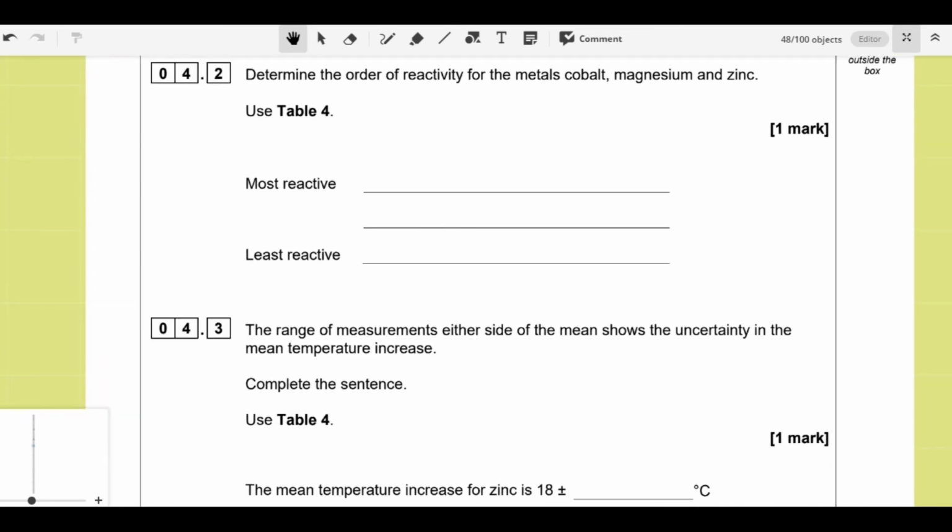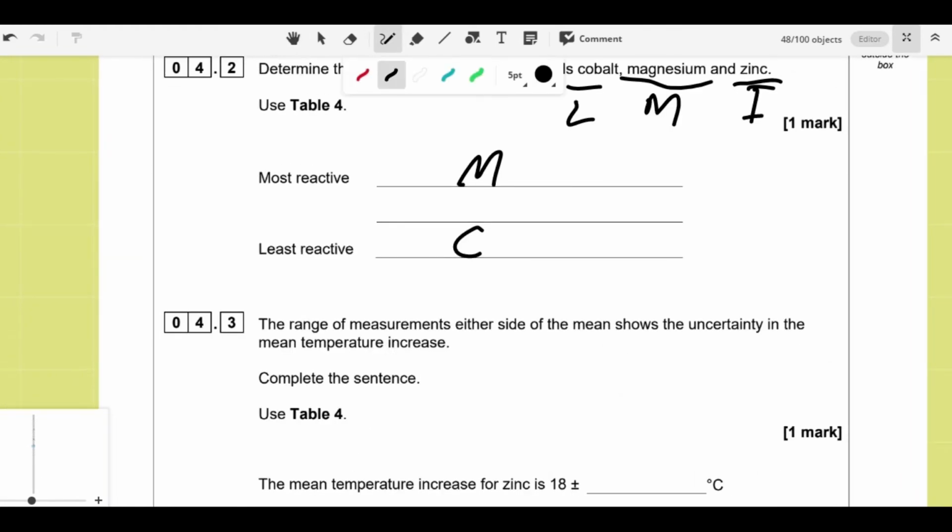Okay, next question is determine the order of reactivity of the metals cobalt, magnesium and zinc. Here you have to write magnesium, that is most reactive, and cobalt, that is least reactive, while the zinc is intermediate. So most reactive is magnesium, least reactive is cobalt, and the intermediate is zinc.